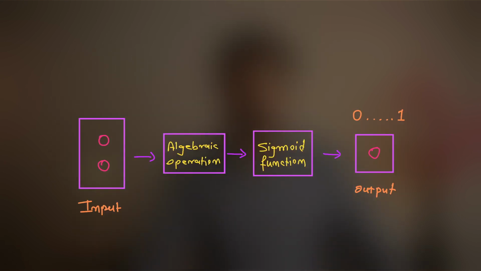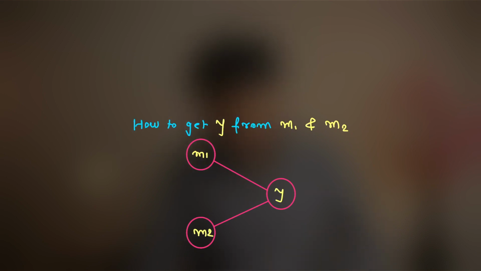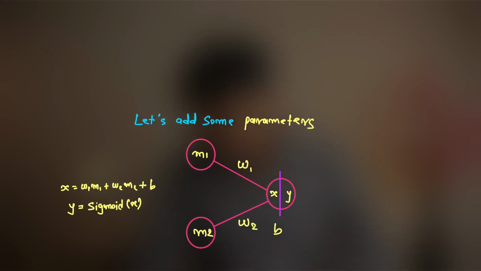Now let's come back to our neural network. This is length, width and color. Let's denote them with M1, M2 and Y. You can see these connections. Those connections are known as weights. And there is one more thing here, that is called bias. These weights and bias are parameters. Let's give names to these parameters: W1, W2 and B. Here x is equal to W1 M1 plus W2 M2 plus B. And y is equal to sigmoid of x.